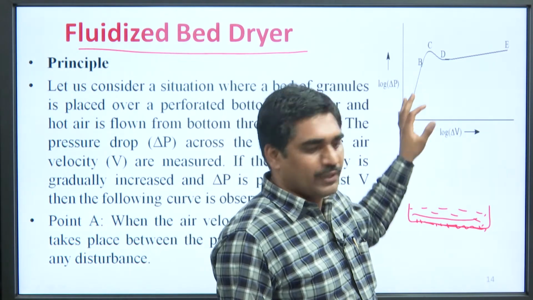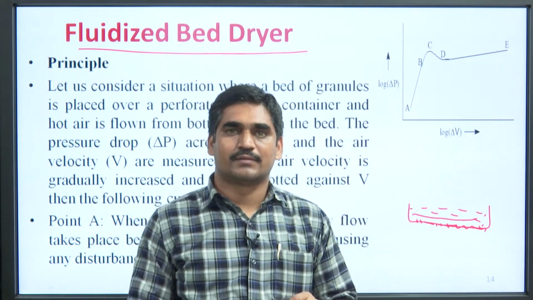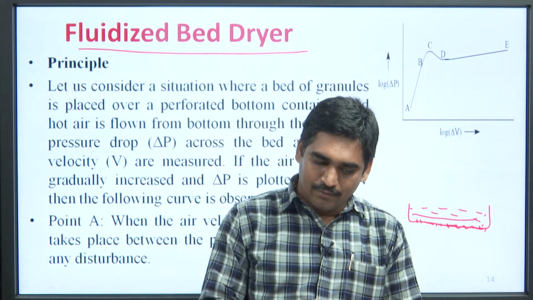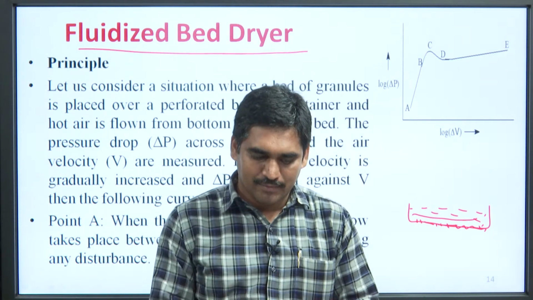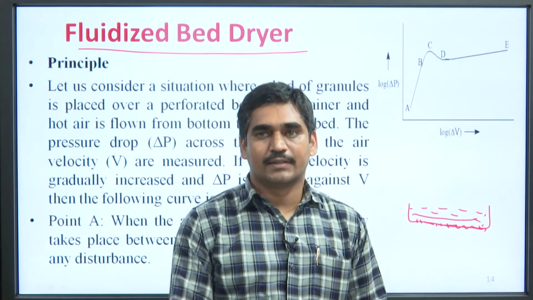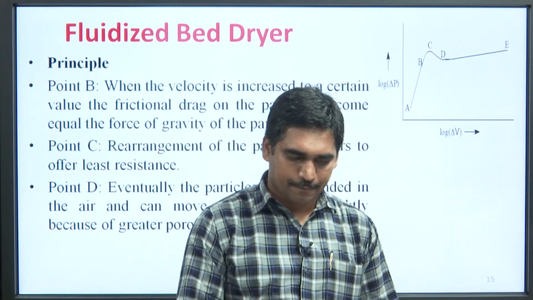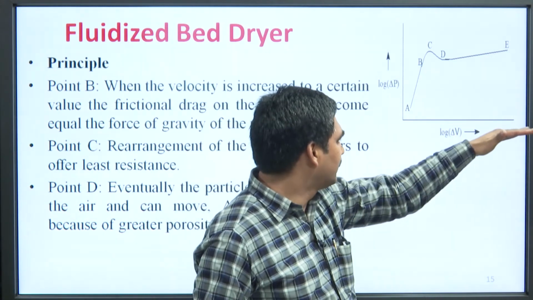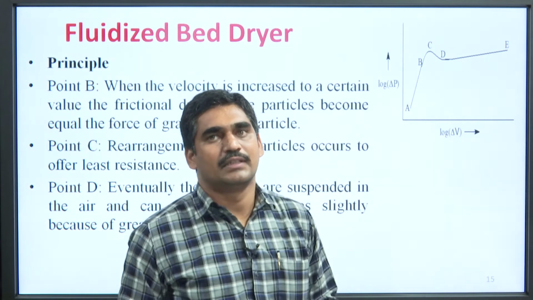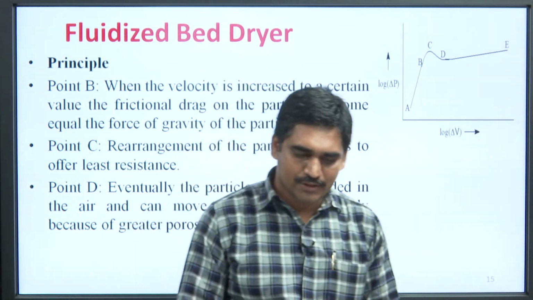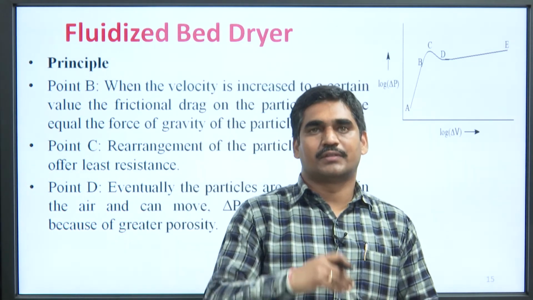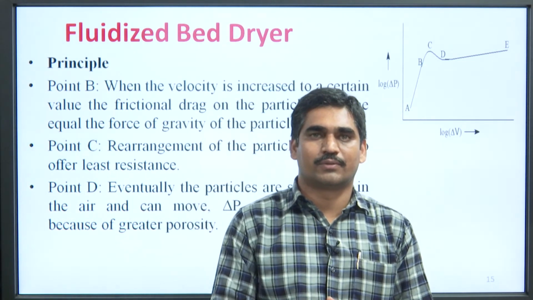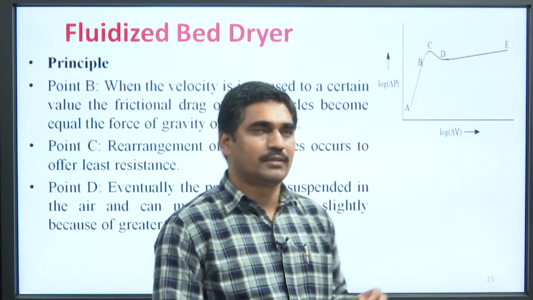In this curve, point A indicates when the velocity is very low, and flow takes place between the particles without causing any disturbance. As we move in this direction, velocity is increased. As the velocity is increased to a certain value, the frictional drag on the particle becomes equal to the force of gravity on the particle.